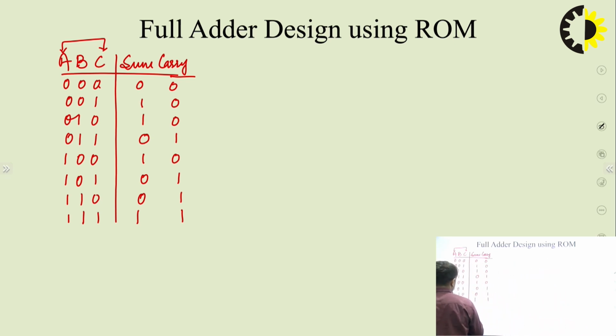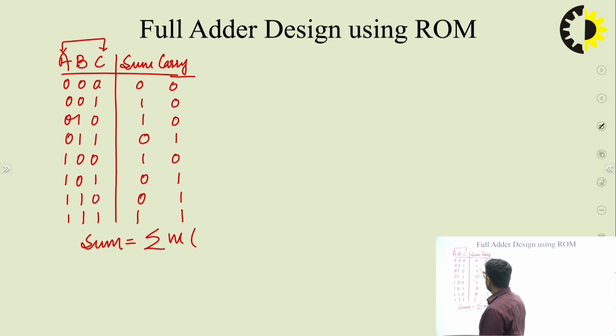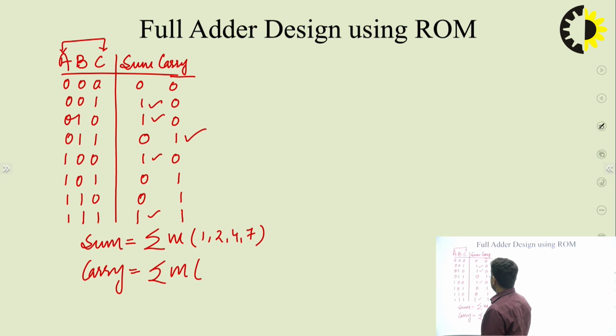So from this, to design circuits using ROM, as the AND part is fixed, we need not solve any expression if we want to design a circuit using ROM. We just need the minterms. So for the sum, we can check that the terms are 1, 2, 4 and 7. Similarly for carry, my minterms will be 3, 5, 6 and 7.